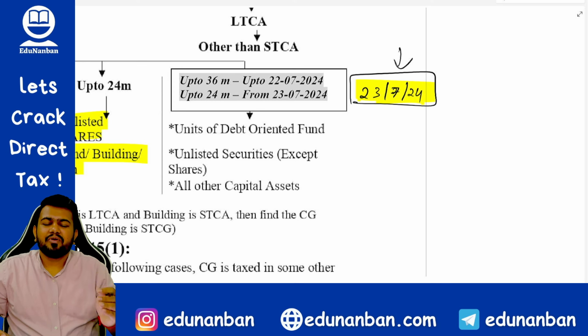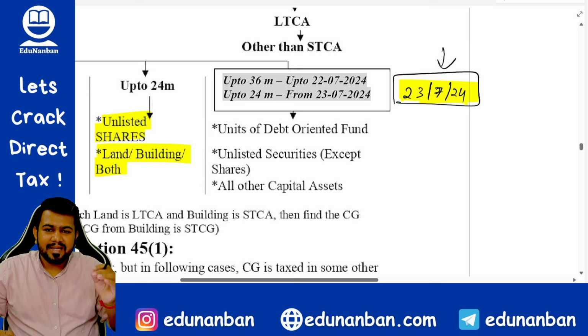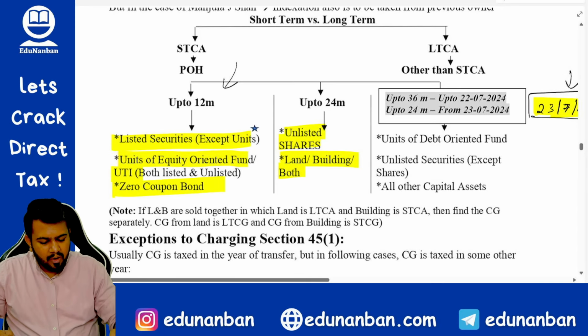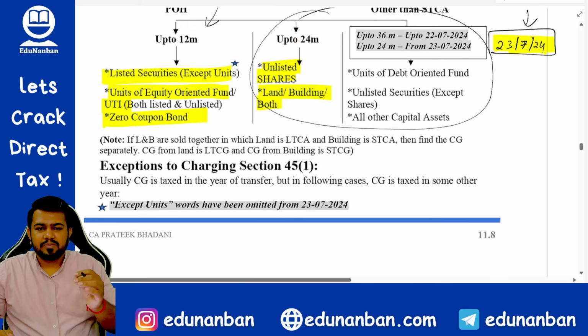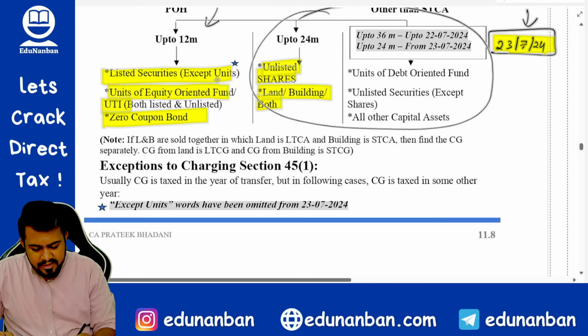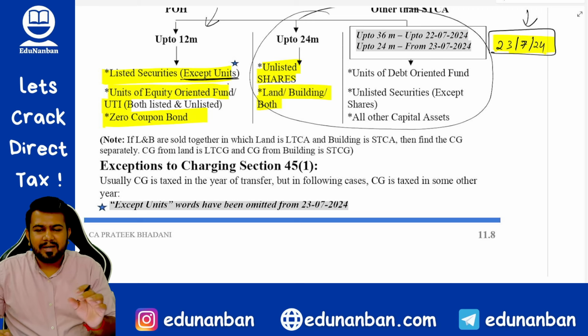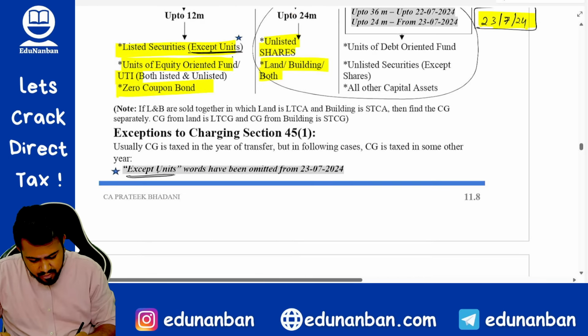Now from 23/7/2024 onwards, there is no concept of 36 months. There is only the 24-month category. The 12-month category is the same as it is, and all the other capital assets will be included in the 24-month category. There is one more small change. In the 12-month category, earlier the words used were except units. So listed units were not considered as short term even if transferred within the 12-month period, and long term after the 12-month period. However, now the words except units have been removed.